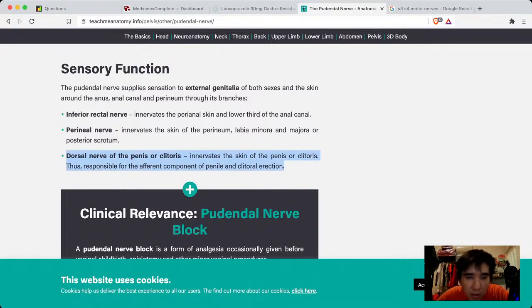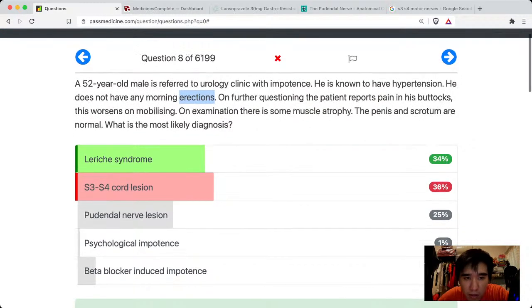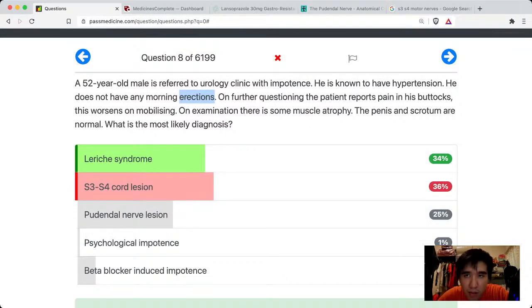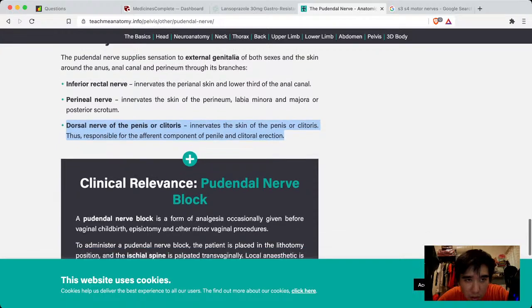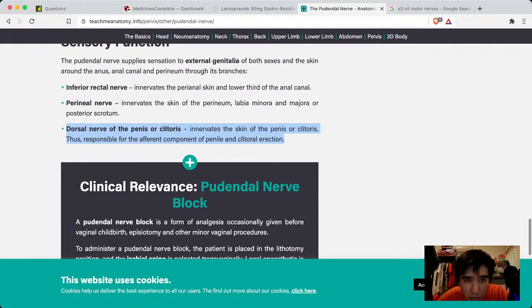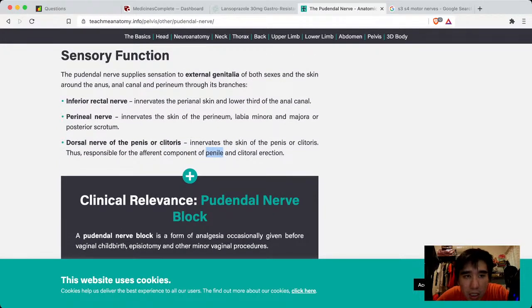So one thing to differentiate is the afferent and efferent component of erection here. This is morning erections. You don't stimulate your penis in the morning to get these erections. It's normal physiology, so it is indicating a motor defect. The pudendal nerve is for the afferent function, for the sensory function. Not for the efferent component, not for the motor function. Right.